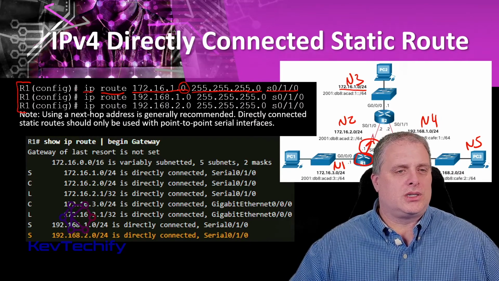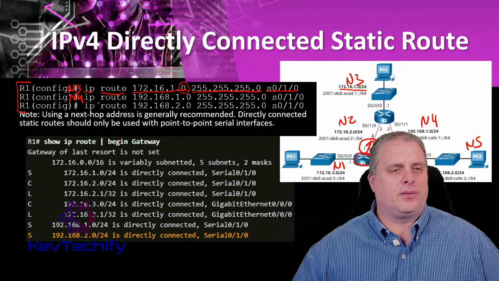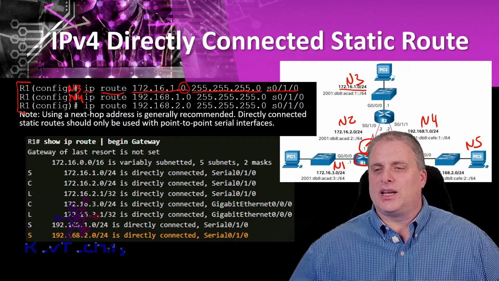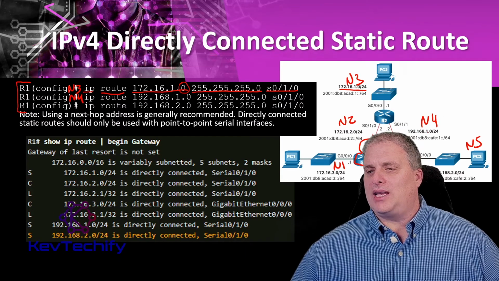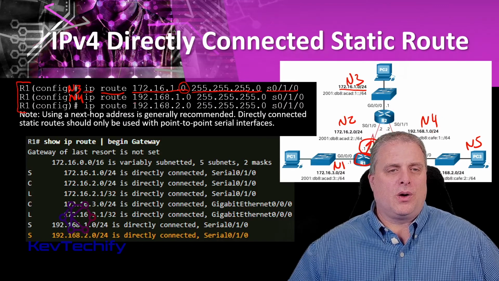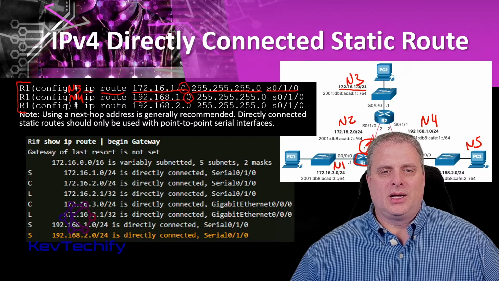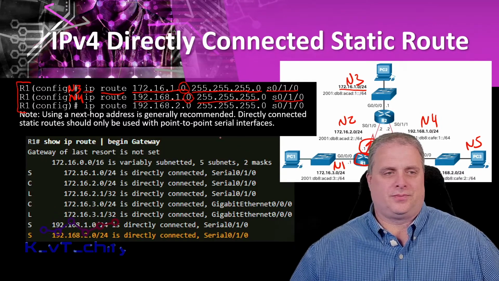So that was network 3. Come down here for network 4. Same thing, IP route. We put the destination network. Destination network for network 4 is 192.168.1.0. Go ahead, we put that in there. Once again, network addresses end in 0. Put our subnet mask on there and our exit interface.